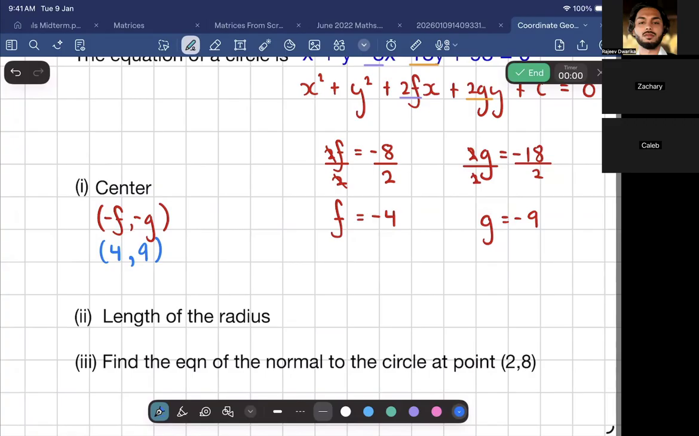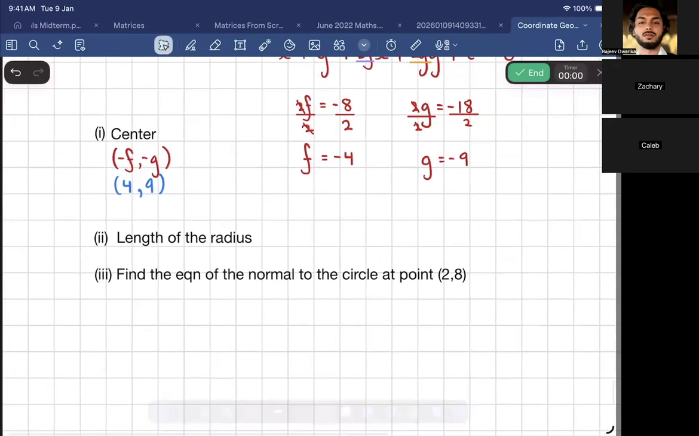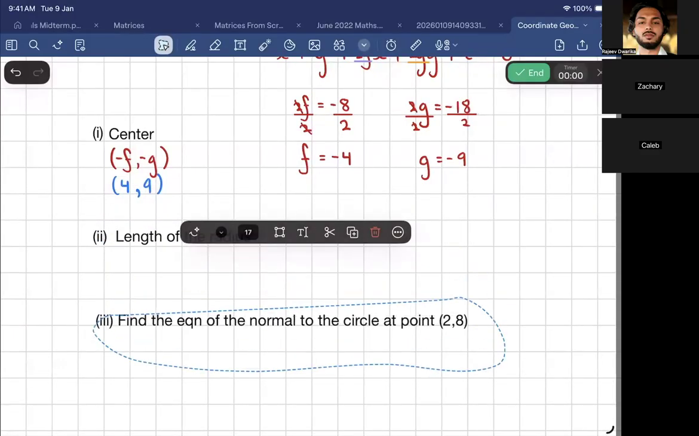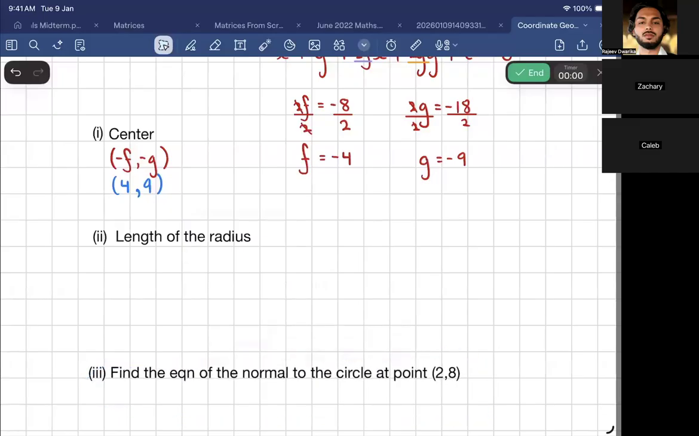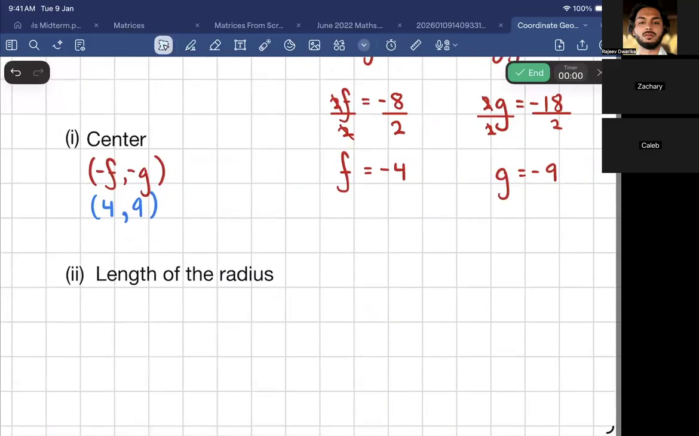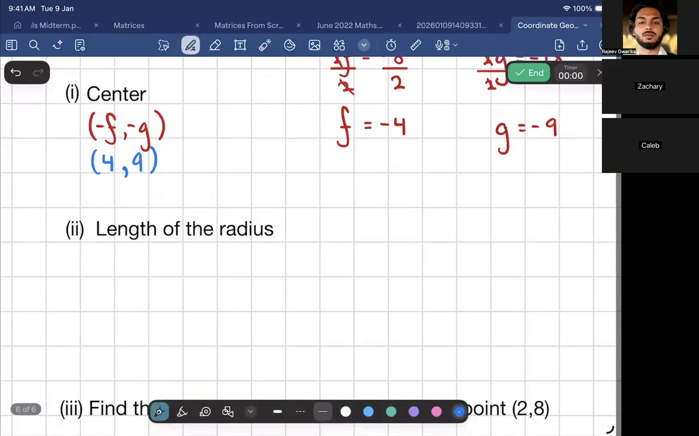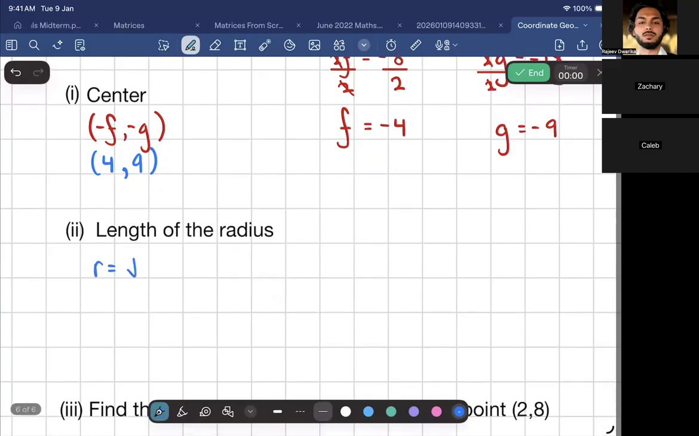Cool. So, length of the radius now. Caleb, what is the formula to find the length of the radius? R equals the square root of f squared plus g squared minus c. Do you know what f, g, and c are? Yes, sir.